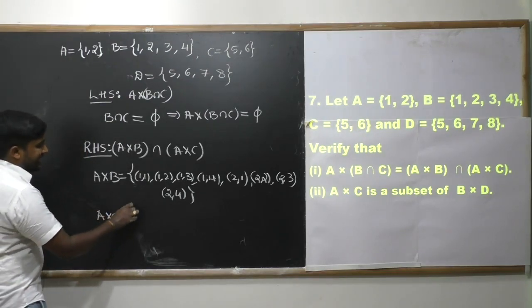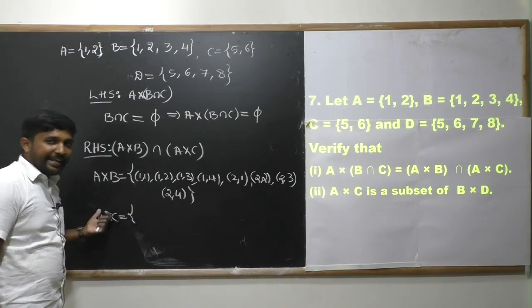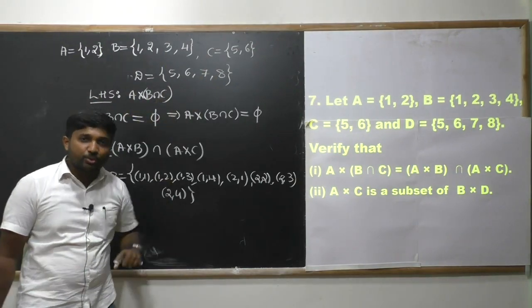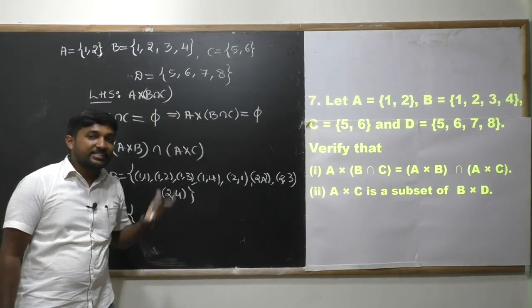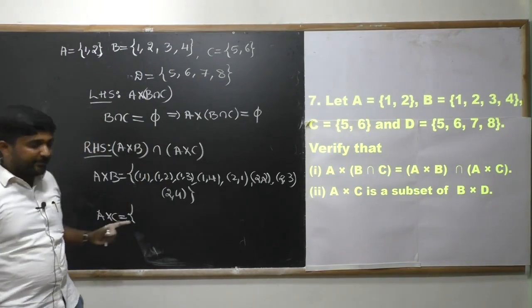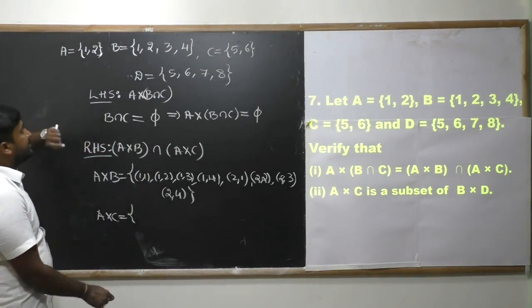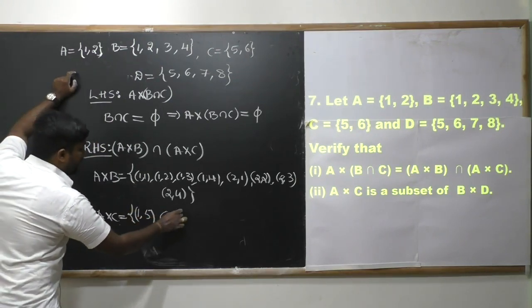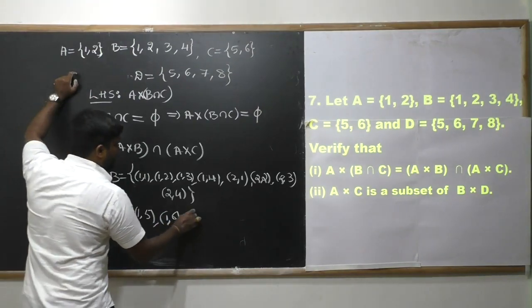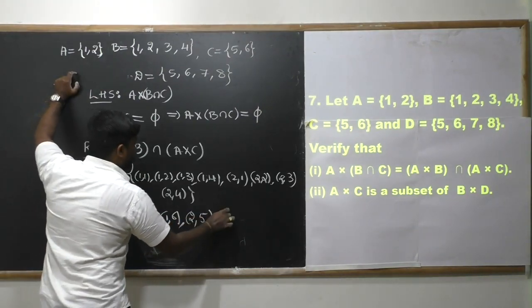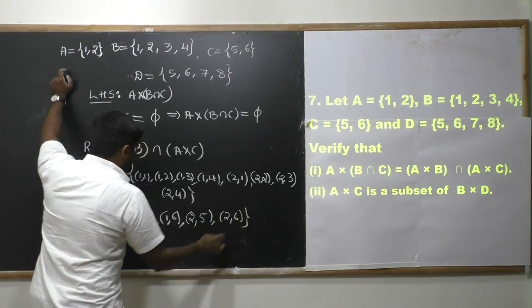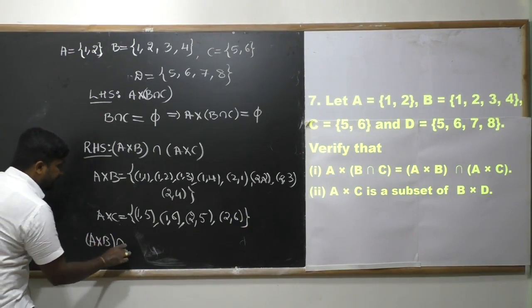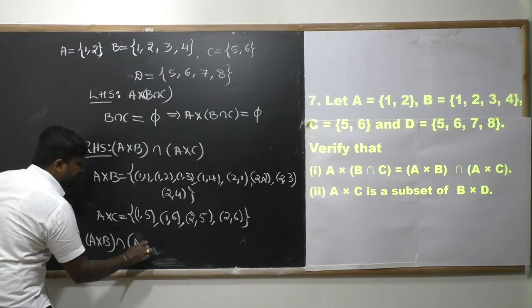Next, A cross C. How many elements should be there in A cross C? A contains 2 elements, C contains 2 elements. So A cross C contains 2 into 2, that is 4 elements. So the elements of A cross C are (1,5), (1,6), (2,5), (2,6). Okay, now take the intersection A cross B intersection A cross C.